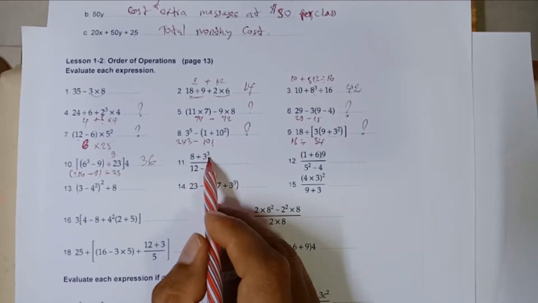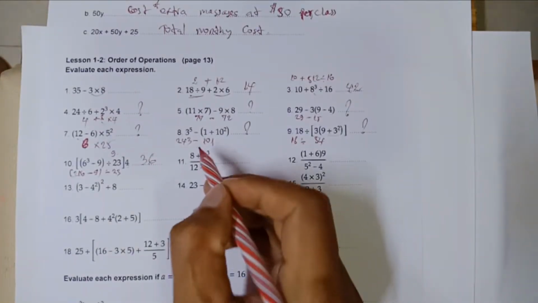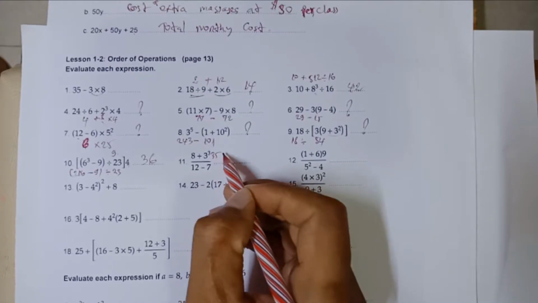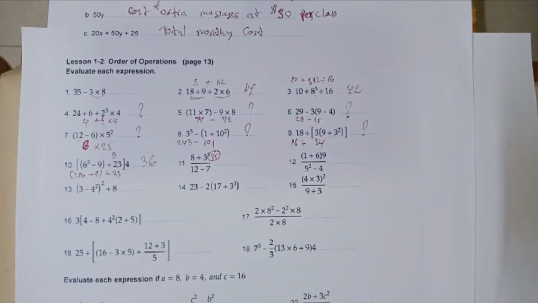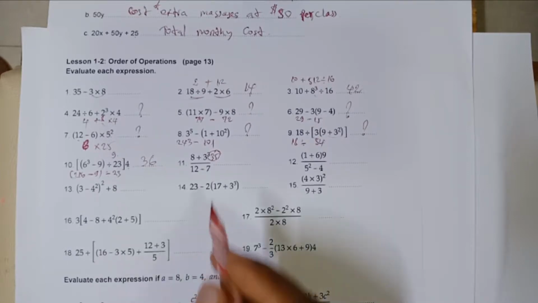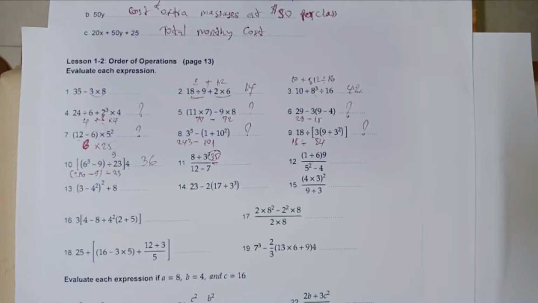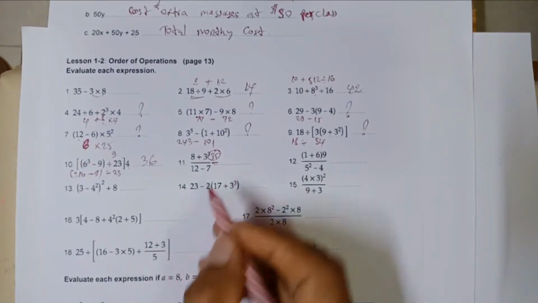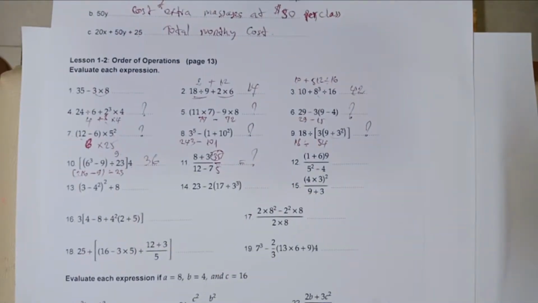For this section, you work on the numerator and the denominator. For the numerator, 3 times 3 times 3 is 27. 8 plus 27 will give you 35. This is 35 for this section, and then 12 minus 7, that gives you 5. So 35 divided by 5, you find it by yourself.